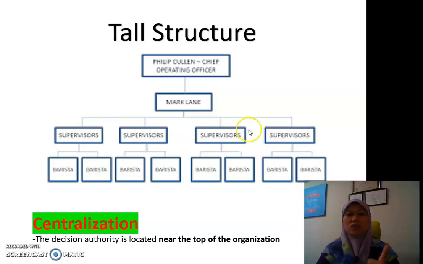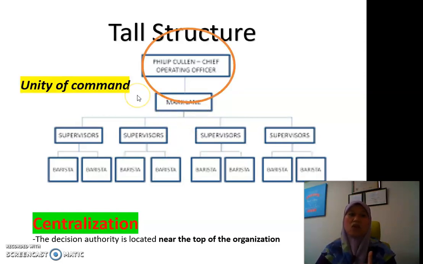The first one is the tall structure. This is the common one. The words linked to the tall structure are centralization and unity of command. Decision authority is located at the top of the organization, so he usually makes the decisions. All the supervisors report to this person so that he can make decisions. Centralization, this is the common one.